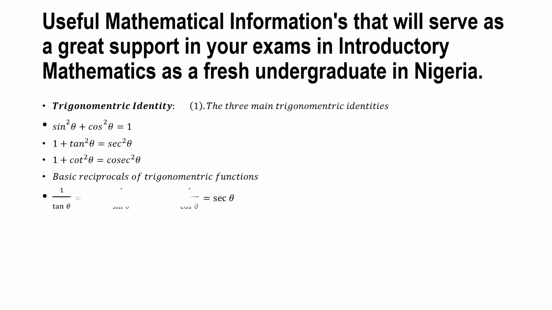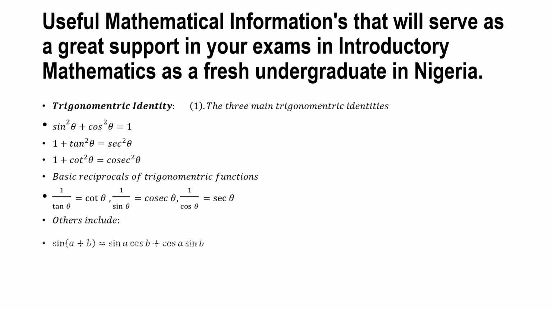1 over tan theta equals cot theta. Note down. 1 over sin theta equals cosec theta. 1 over cos theta equals sec theta. So others include this one. It is very, very important information.